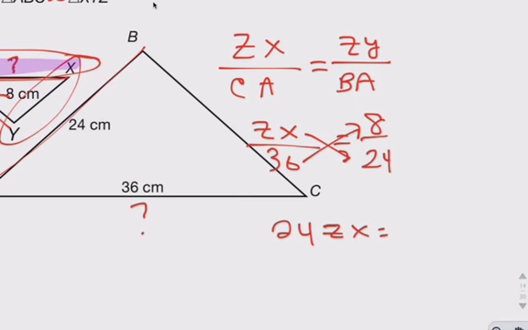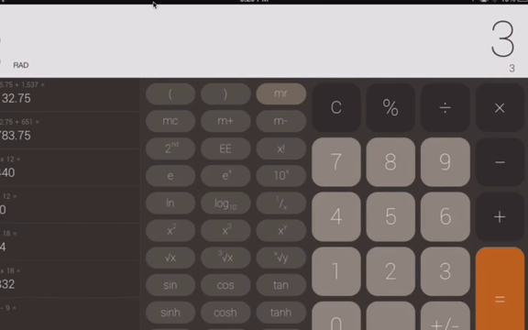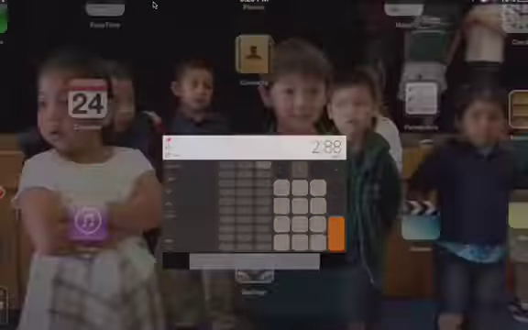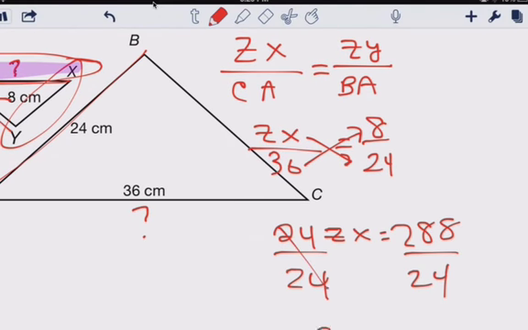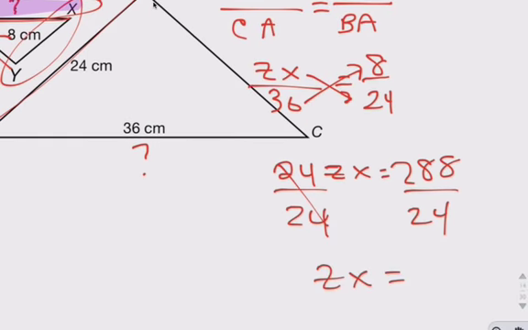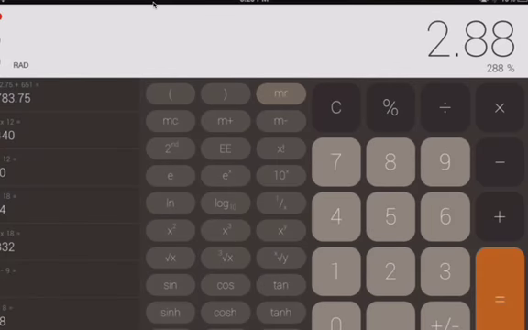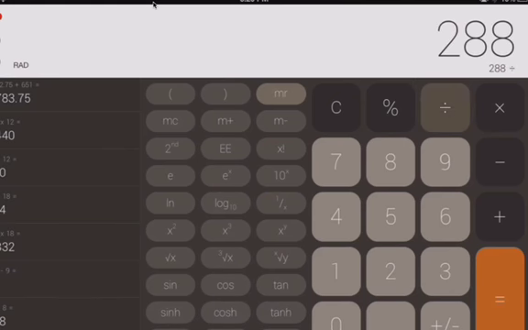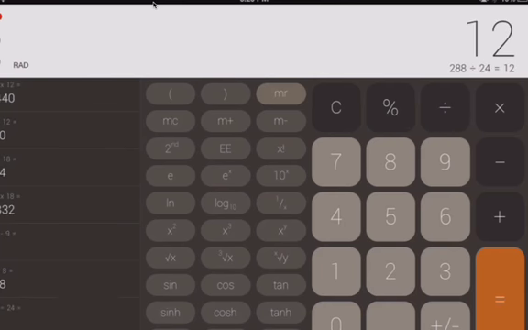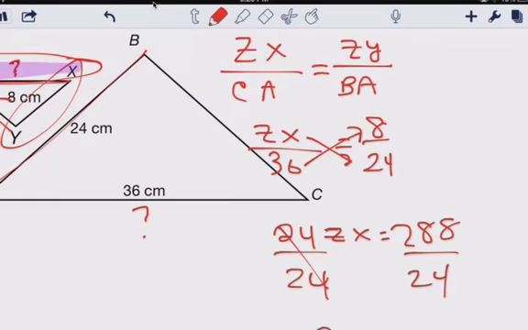Now here's my calculator component. Come on, I'm almost out of battery. Got 36 times 8. 288. Okay. And you divide last. And we know that ZX is equal to 288 divided by 24. 12. That's what I thought. 12.